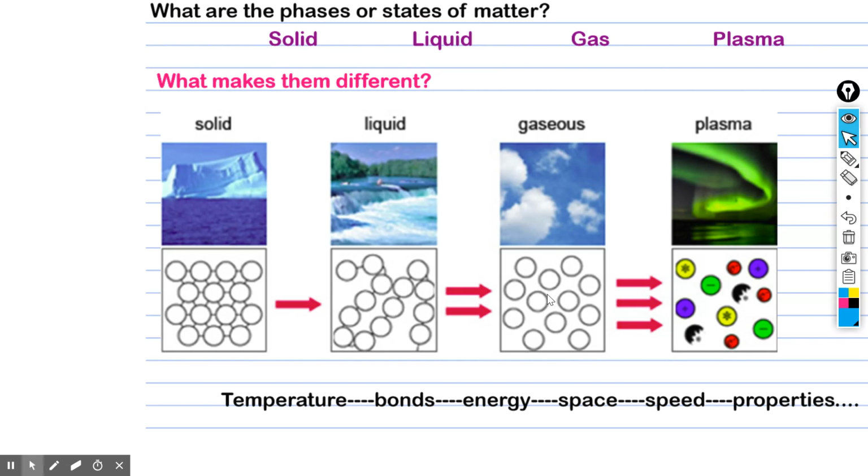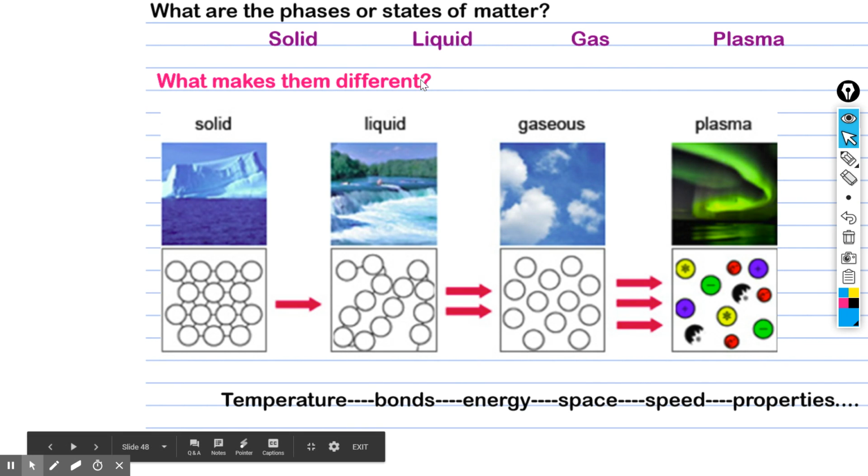In the gaseous phase or state, they have enough energy to completely overcome the attractions between particles. They have higher temperature, less density, more energy, more space between particles, more speed, and less to no bonds between particles. And in a plasma, the pieces of matter themselves are starting to gain and lose electrons and form ions. A plasma is an ionized gas. So the four phases of matter, again, are solid, liquid, gas, and plasma.